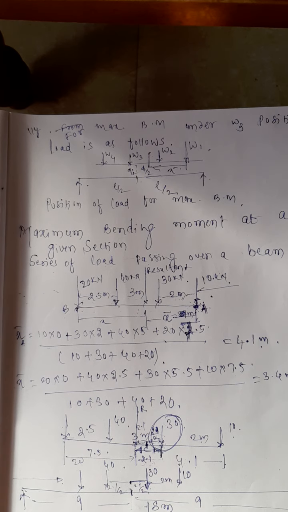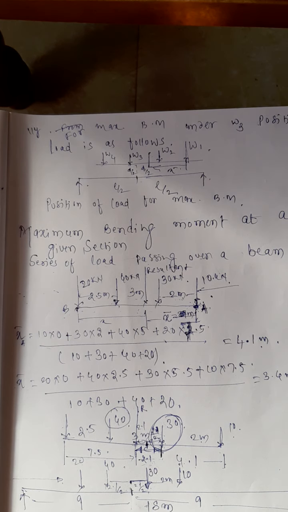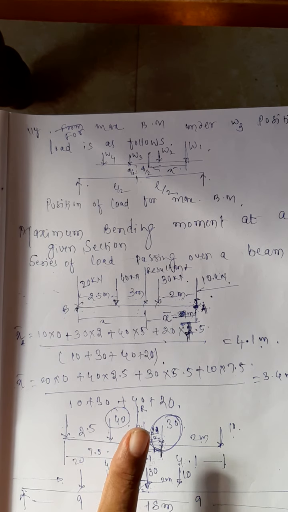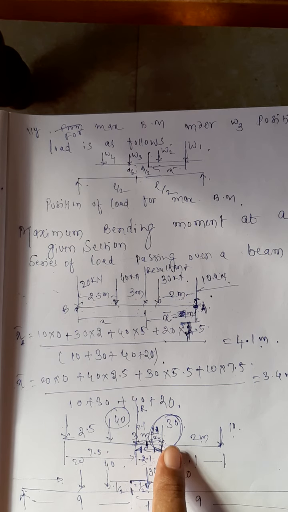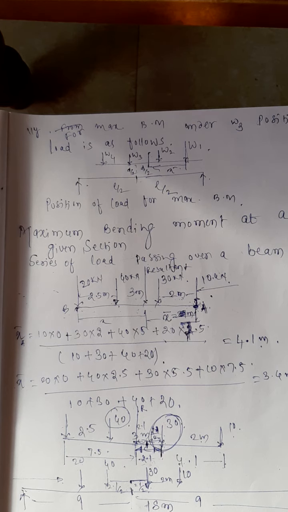Now imagine that you want the maximum bending moment under the 40 kilonewton load. You want the maximum bending moment at a section under the 40 kilonewton. What was the solution told for you? If a train of load is moving and if you want the maximum bending moment under any load, say earlier I was expecting it under the 30 kilonewton. Now I am expecting it under the 40 kilonewton.